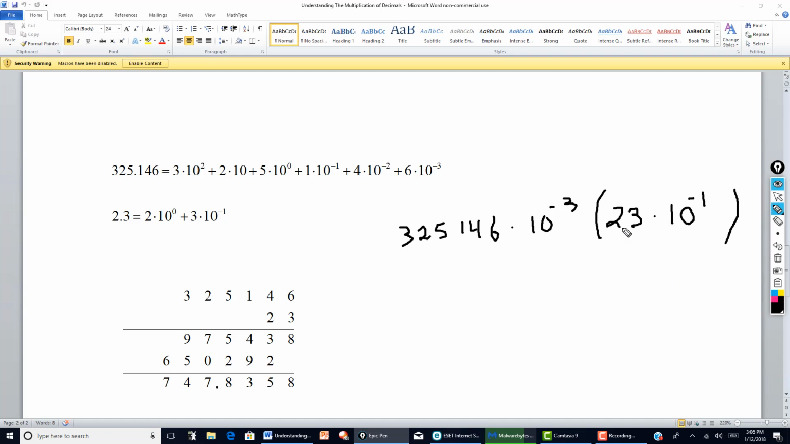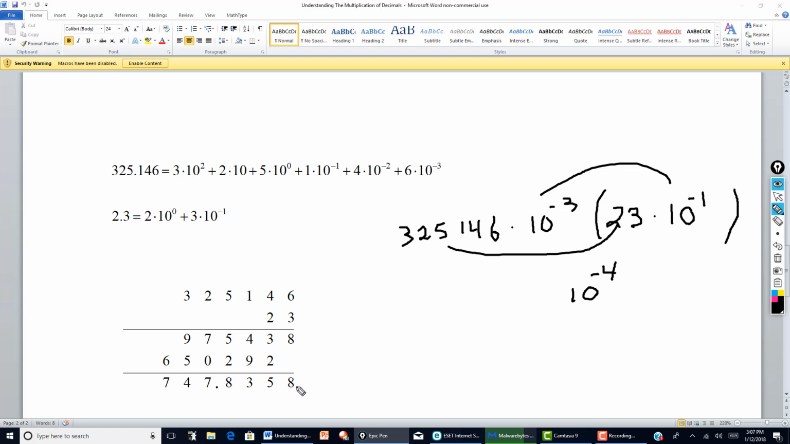Now if we multiply this out, the 23 would multiply the 325,146, and then these two powers of 10 multiply each other, and that would give me 10 to the negative 4. And that's why we get what we get over here. We multiply the 23 and the 325,146, and we get this answer right here.